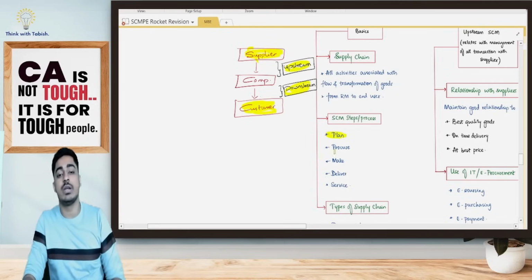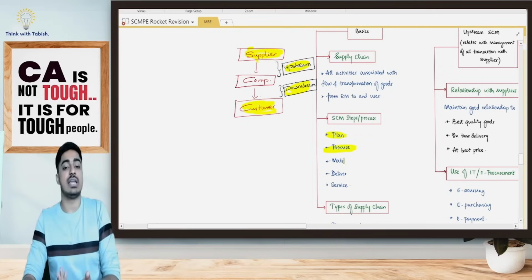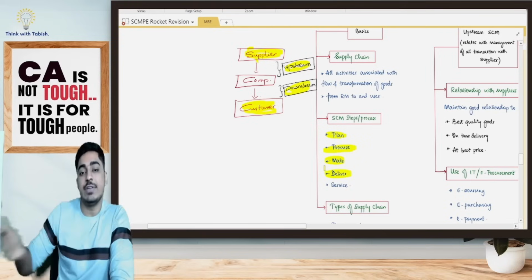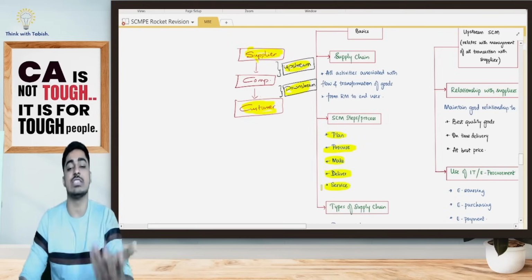Based on the plan, what should I do? I should procure my raw materials. Okay, I've done that. Based on that, what should I do? I should manufacture the calculators. Based on that, I should deliver the calculators. And if any issues are there, I should be giving service. So plan, procure, make, deliver, as well as service.